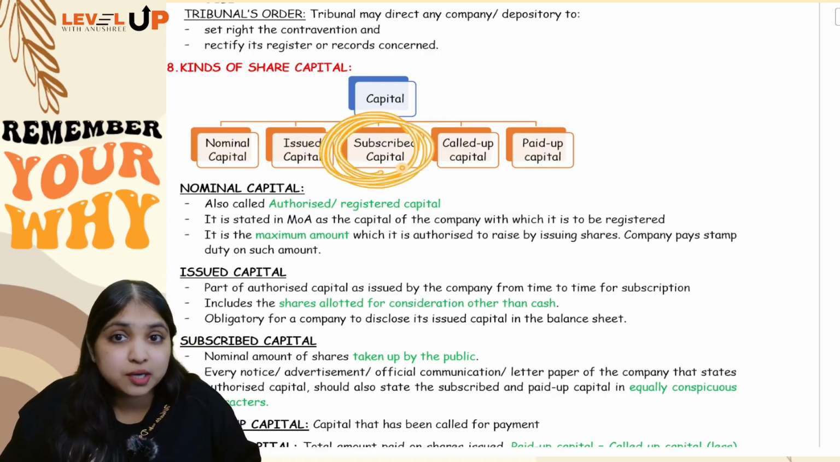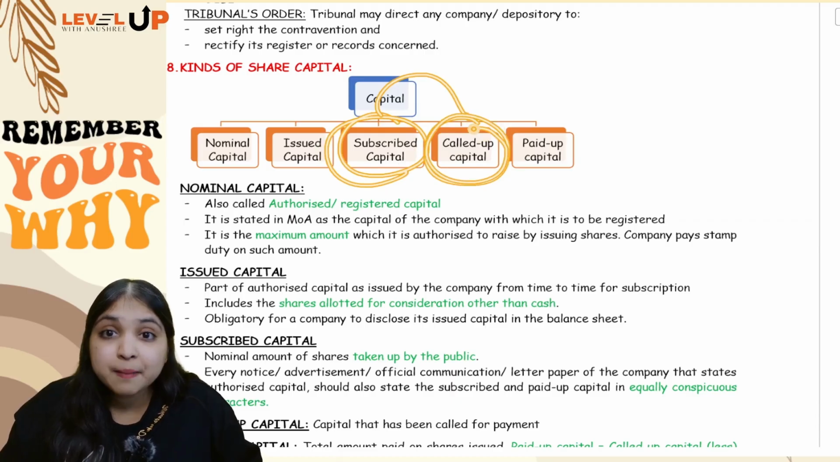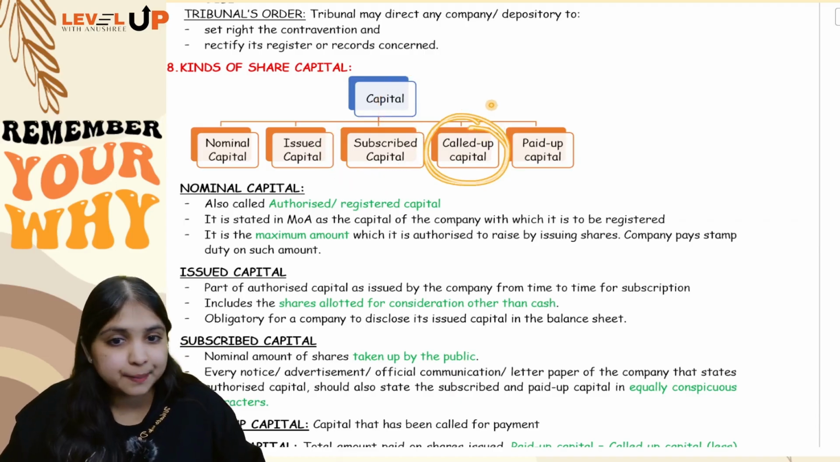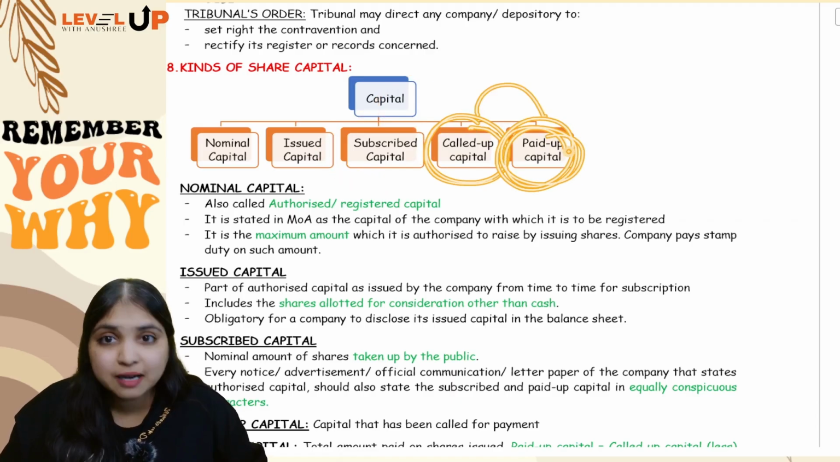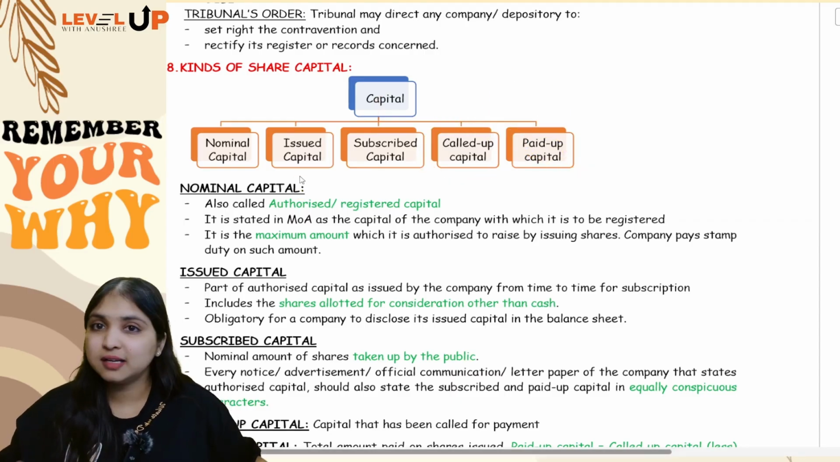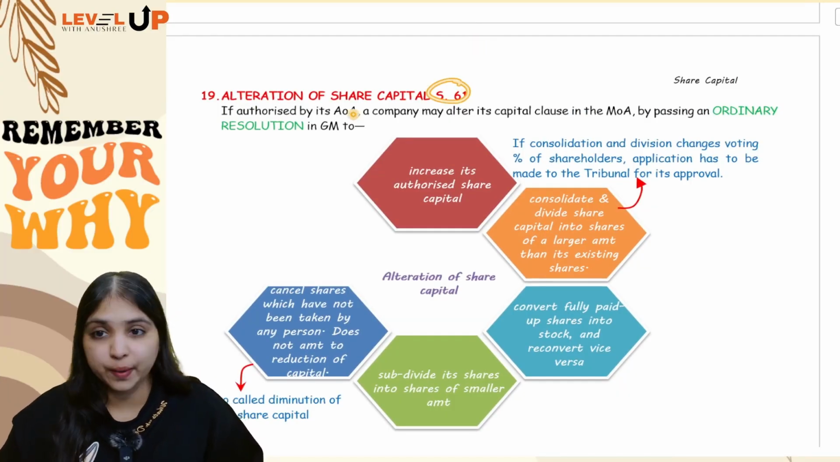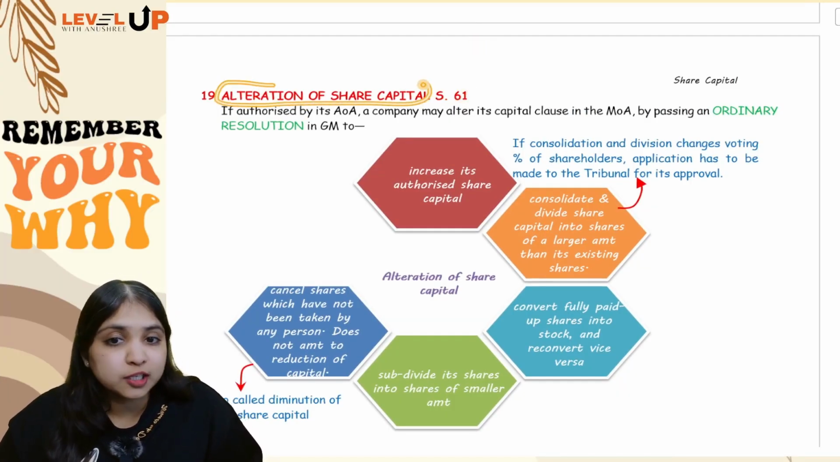This is the amount which the company has a right to receive in the name of capital. Then this much money company has a right to receive, but out of that how much has the company demanded, that is called as called up capital, and out of that how much has been paid by the shareholders, that is paid up capital. So called up capital minus calls in arrears will give us paid up capital. Now coming to our next discussion, which is section 61. Section 61 talks about alteration of share capital.